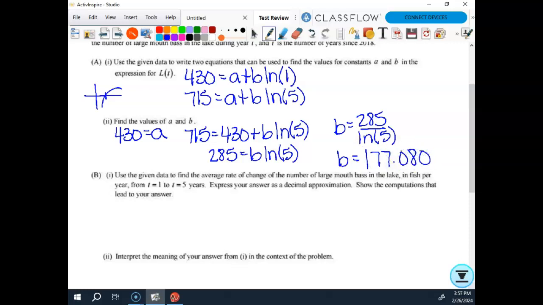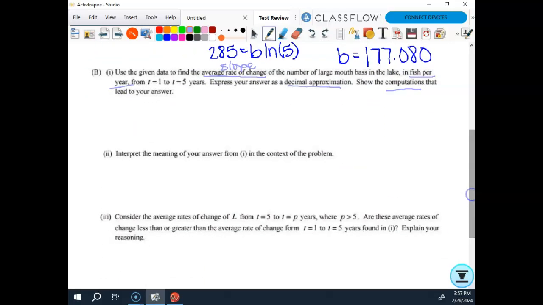177.080. All right, so there's my A, there's my B. It says use the given data to find the average rate of change. Okay, average rate of change, that is just slope, of the number of largemouth bass in the lake, in fish per year, from 1 to 5. Look, it even gives me the units here in fish per year. Express your answer as a decimal approximation. Show the computation. Just because you have a calculator, you still got to do your stuff, right?